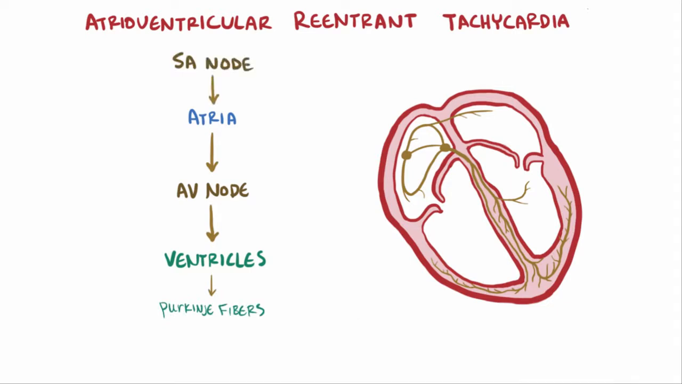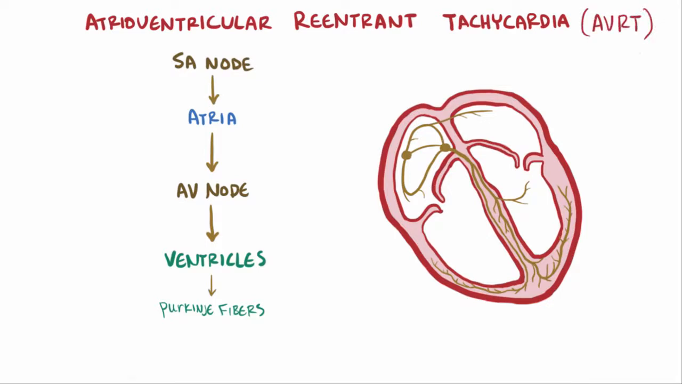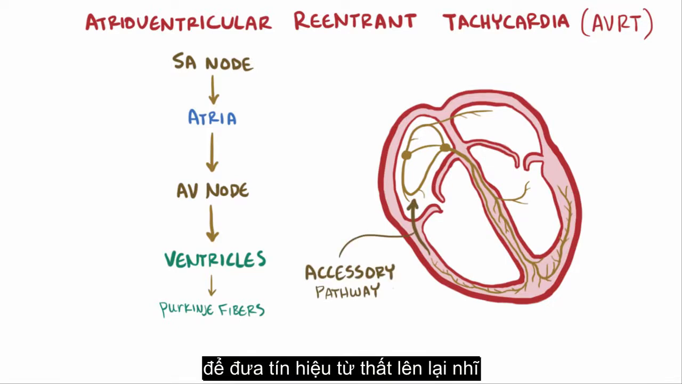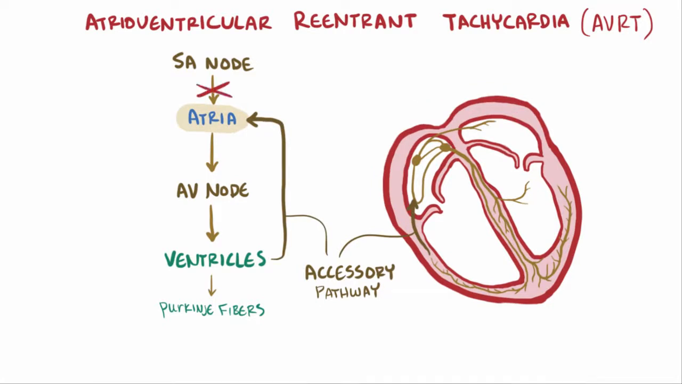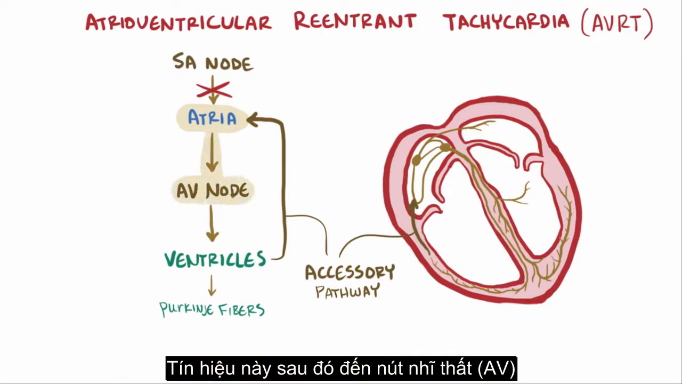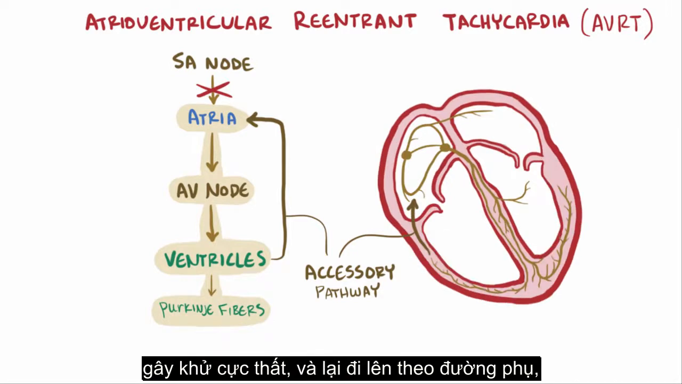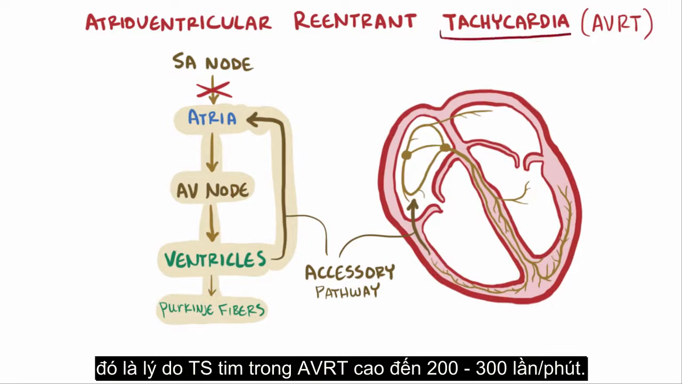the SA node. With an atrioventricular reentrant tachycardia, or AVRT, the electrical signal actually uses a separate accessory pathway to get back up from the ventricles to the atria, causing the atria to contract before the SA node sends out another signal. The signal then moves back down the AV node to the ventricles and the Purkinje fibers and contracts the ventricles, as well as goes back up that accessory pathway, and then this cycle repeats, which is why AVRT can result in rates as high as 200 to 300 beats per minute.